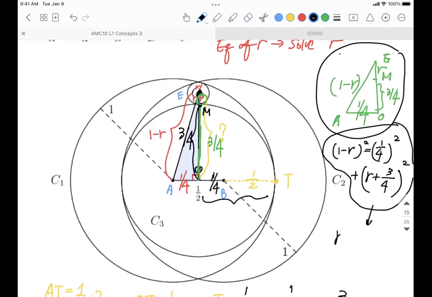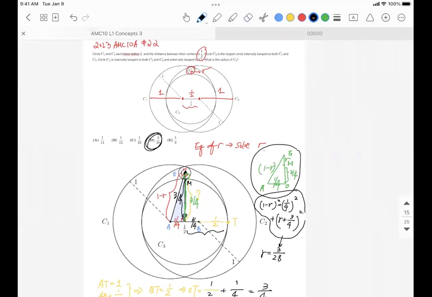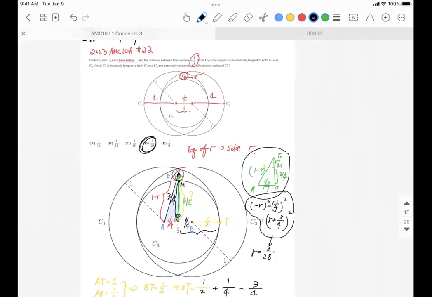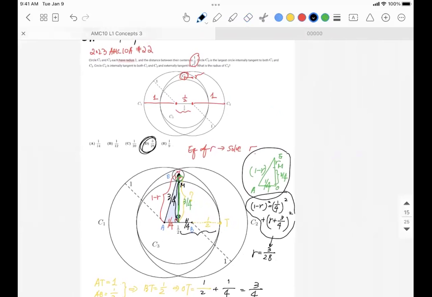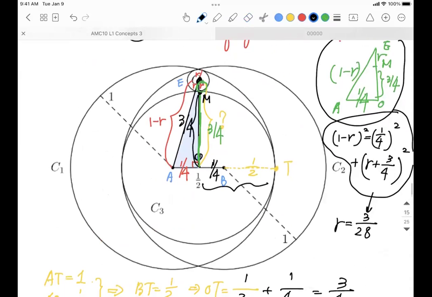Solving this very quickly, you get R equals 3 over 28. Do we have it? 3 over 28. You see, this is question number 22, but it's not so complicated, right? As long as you figure this out, you'll be able to find it easily. Does it make sense? So as you can see, this is a very easy process to solve this triangle area, kind of like tangent problems, as long as you follow what we're talking about.